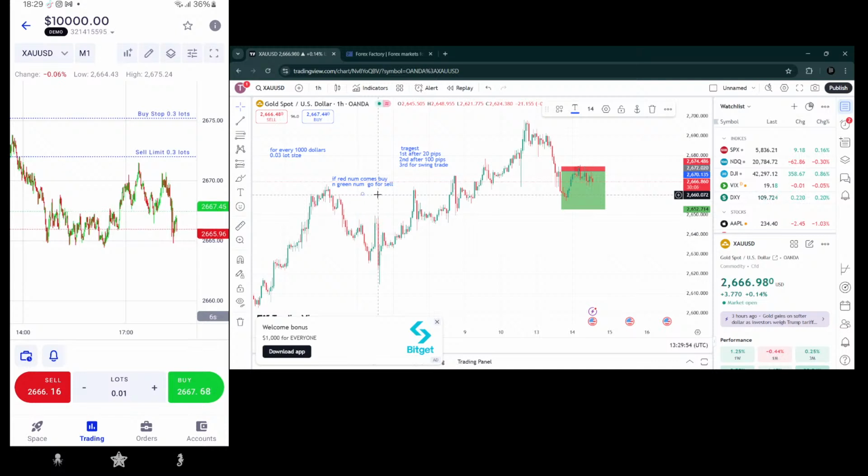You have to be fast. Let's suppose market goes from 67 to 57 and goes back up. You have to close your positions. Okay.